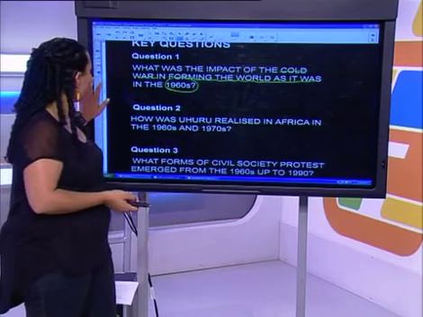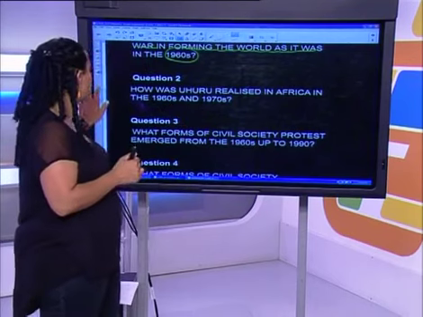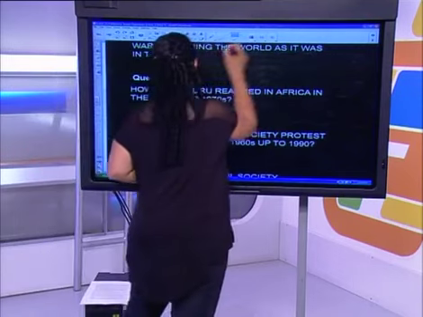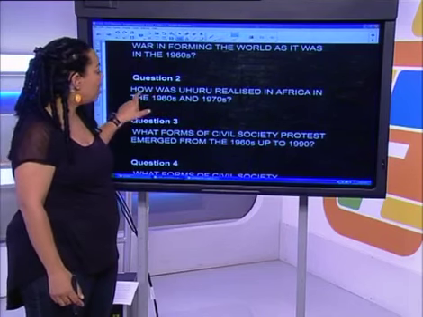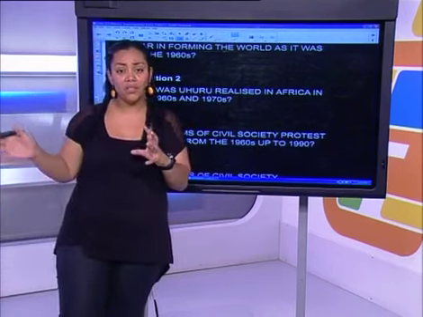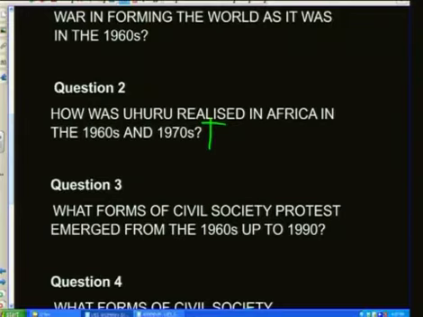Okay, I'm going to move on to, because we have already spent, we've gone over time with the Cuban Missile Crisis. So I'm going to move on to, let me just rub this out quickly, to Tanzania. And as you can see, it says question 2, how was Uhuru realized in Africa in the 1960s and 1970s? It does not mention Tanzania because, as I said earlier on, this is the exam focus. One year we might focus, or there was a year we focused on the Congo. Last year and this year we have been focusing on the African country, obviously, Tanzania.